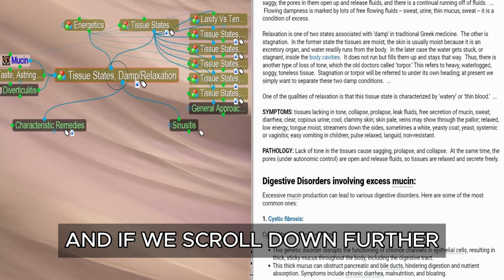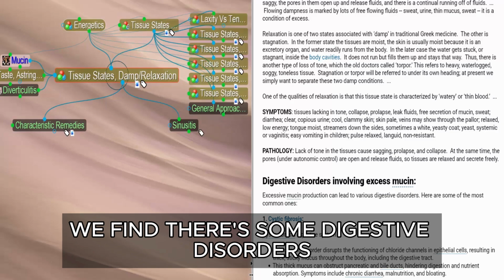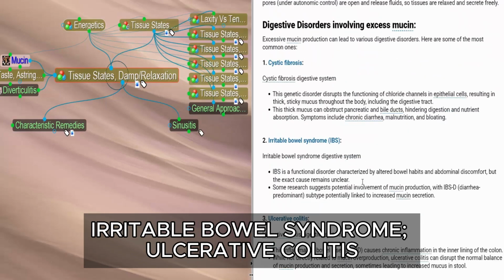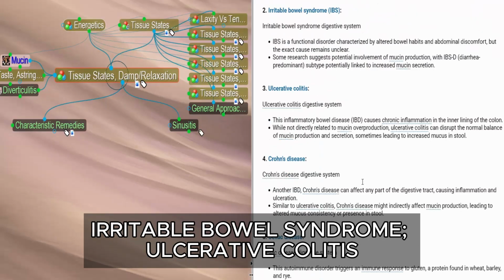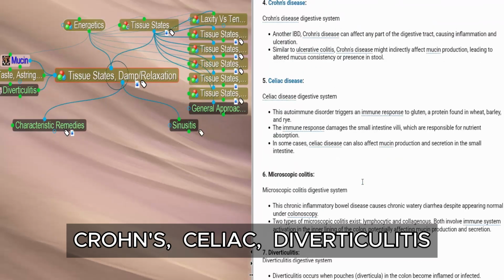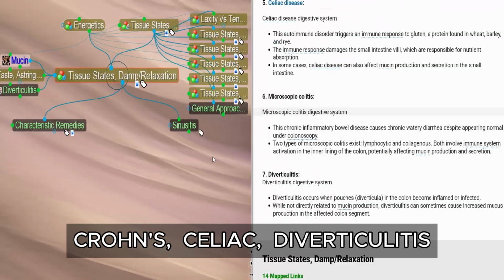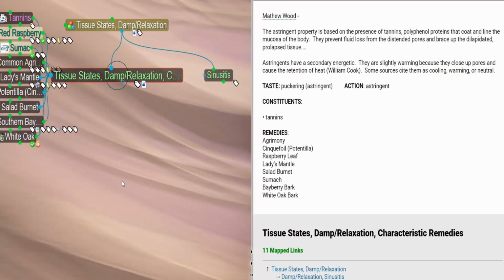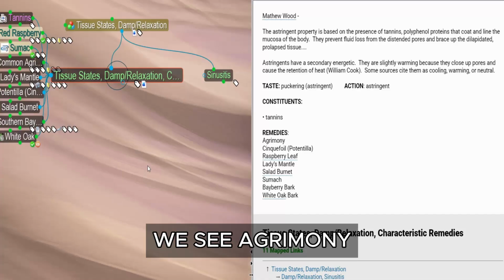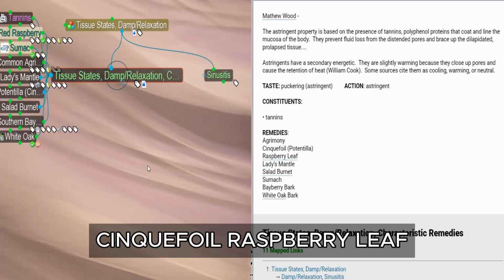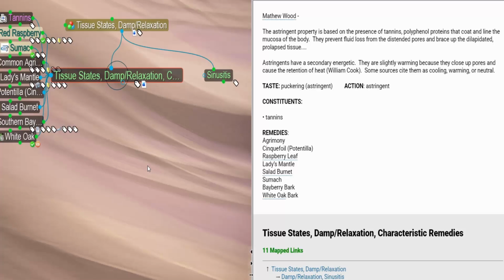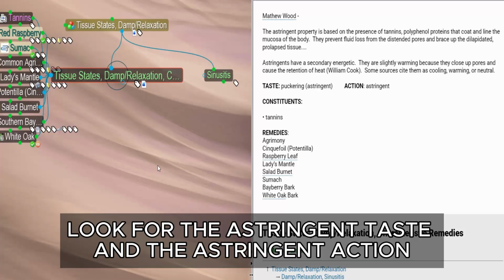And if we scroll down further, we find there's some digestive disorders involving excess mucin: cystic fibrosis, irritable bowel syndrome, ulcerative colitis, Crohn's, celiac, diverticulitis. As far as the characteristic remedies, we see agrimony, cinquefoil, raspberry leaf, lady's mantle, salad burnet. Look for the astringent taste and the astringent action.